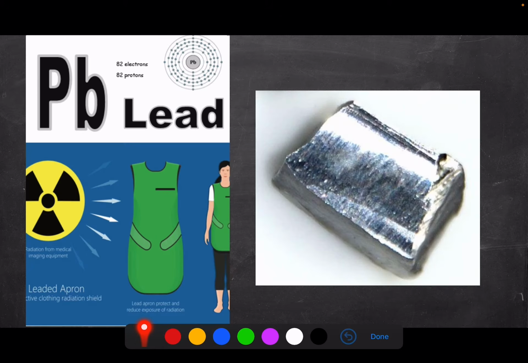Yeah. So then we have lead. I think lead is the last one in this video, but lead is a very dense metal. It doesn't allow radiation to pass through it, so it's used as a radiation shield to protect people from radiation damage. And you can see it here. This is what lead looks like as a metal. It's very soft for a metal. You could actually cut it with a knife quite easily. So yeah, that's lead.